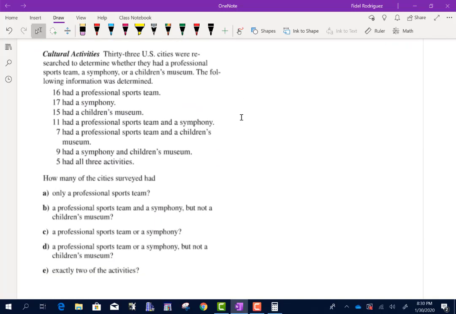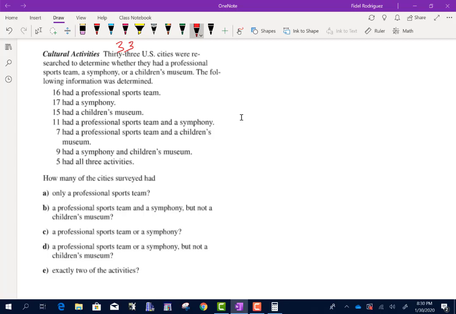Cultural activities. Let's take a look. It says 33 U.S. cities. So there's 33 of them. I'm going to write that right here, okay? Were researched to determine whether they had a professional sports team, a symphony, or a children's museum. And what did we find out?